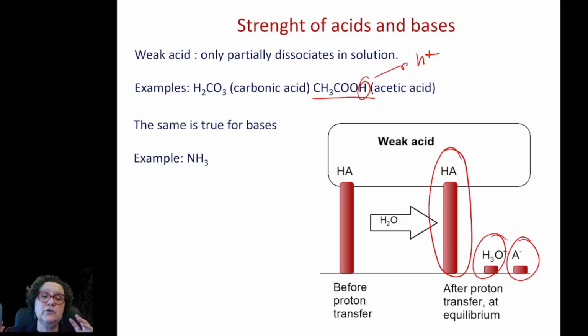The same is true for bases. When you dissolve ammonia in water, like when you bubble it through water and you get ammonia in water, most of the compound that you have dissolved in water will be the compound NH3, the nitrogen and the 3 hydrogens. And a little bit will generate the NH4 plus, the ammonium cation, and will liberate OH minus.